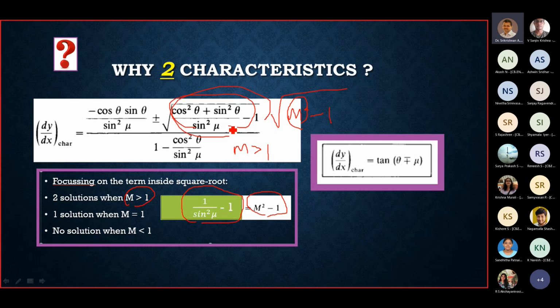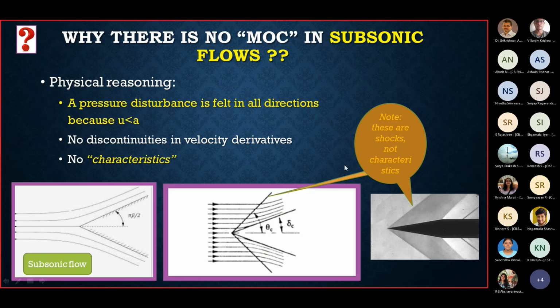So in the approach of characteristics, the governing equations in this form get transformed to hyperbolic equations, and they have two solutions or two characteristics at any given point in supersonic and hypersonic flows, and the concept does not exist in subsonic flow at all. So what we are talking about now, the method of characteristics, is exclusively for supersonic and hypersonic flows.